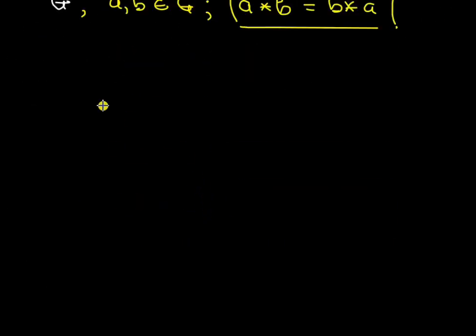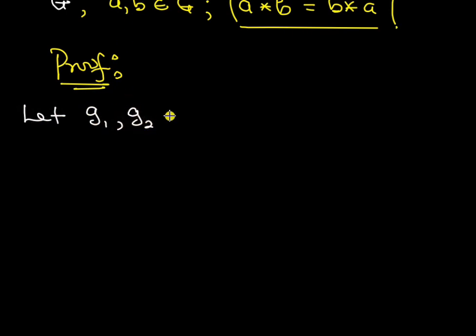Okay, quickly, let's try to prove that here. So proof. All right, so we go. Now, first of all, to show that something is abelian, that means we are going to pick two elements of the group. Okay, so let G1, G2 be elements of G. And now you have said that G is cyclic. So you want to show that it is abelian.